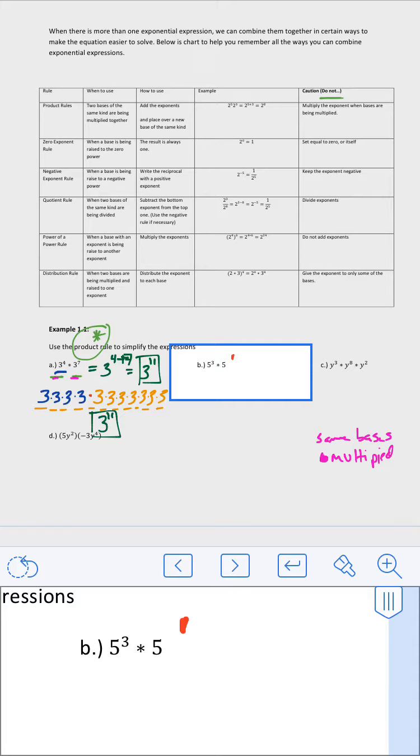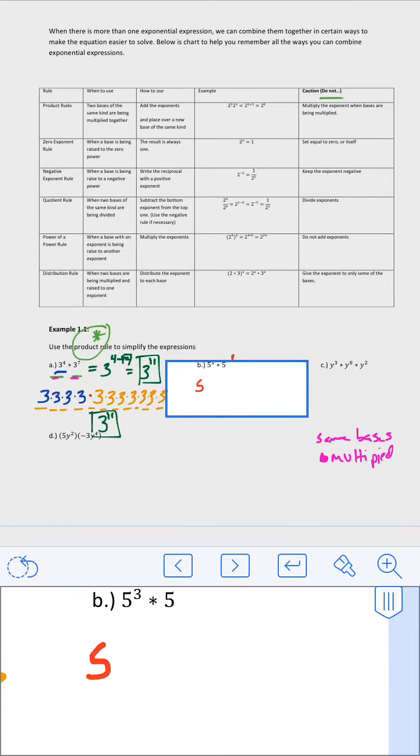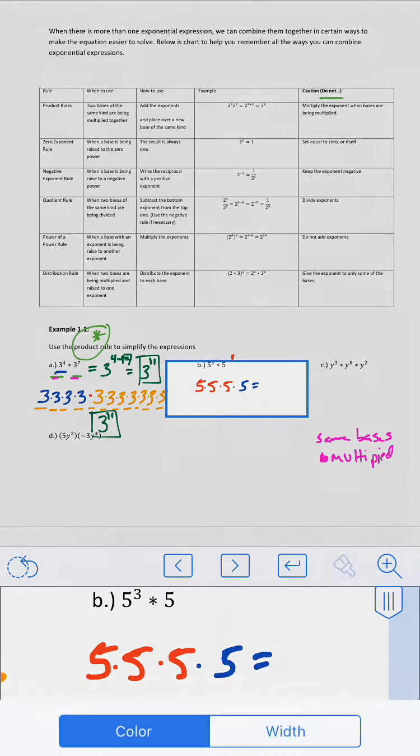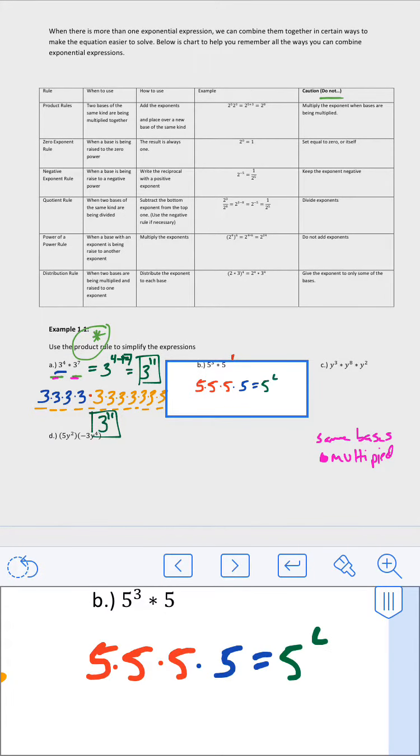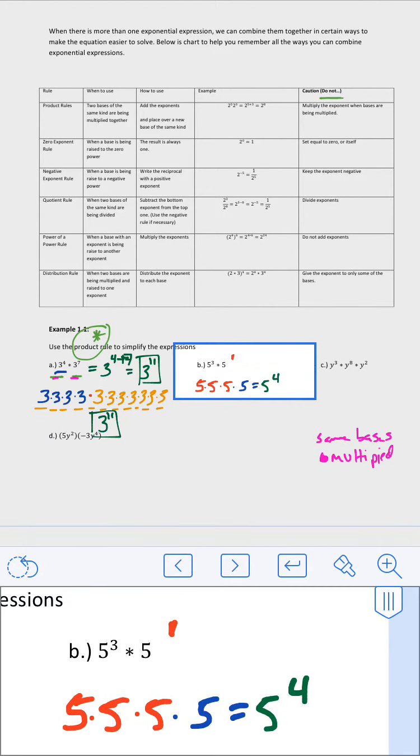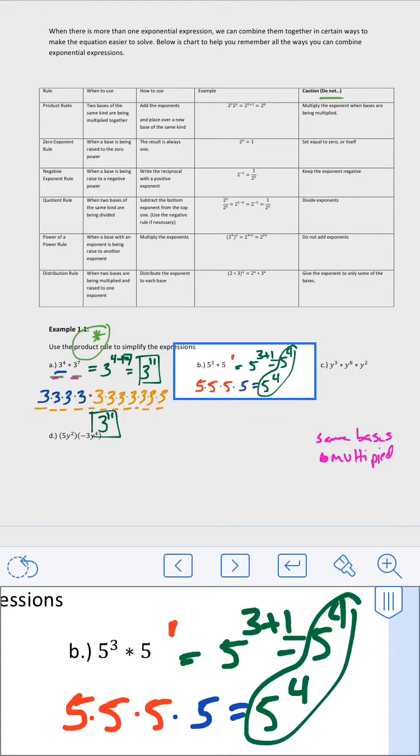So we can apply that same product rule, but we can also think about it this way as well. We've got 5 times 5 times 5 times another 5. It looks like we should get 5 to the 4th. And then if we go up and add the exponents, 5 to the 3 plus 1, we do again get 5 to the 4th. These guys match. So it looks like the product rule works no matter what. So from here on out, we can just add those exponents.